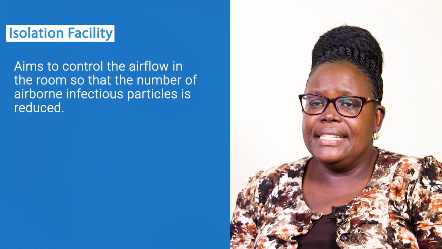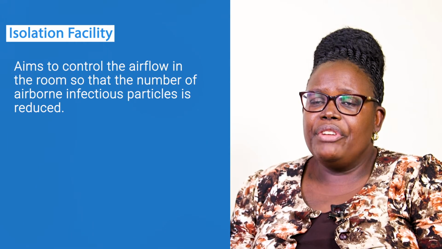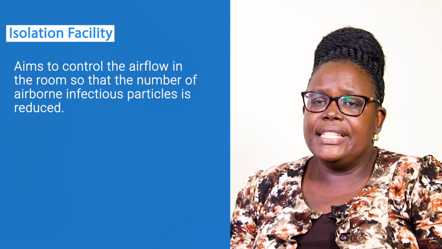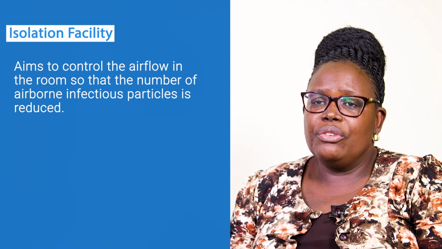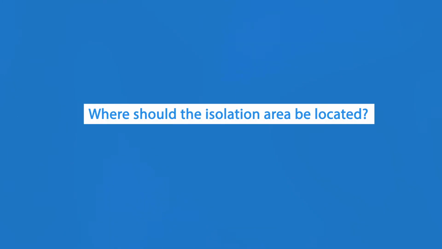First of all, let's just recall that an isolation facility aims to control the airflow in the room so that the number of airborne infectious particles is reduced to a level that ensures cross-infection of other people within a healthcare facility is highly unlikely. So where should the isolation area be located?